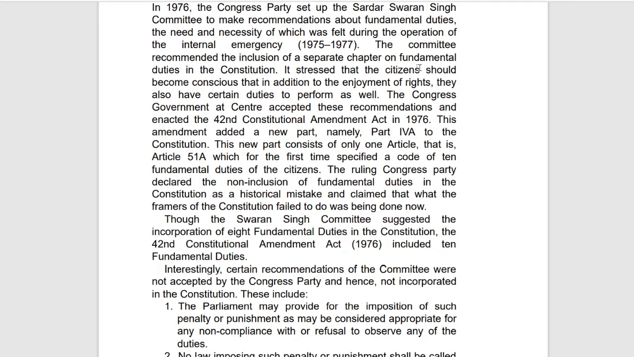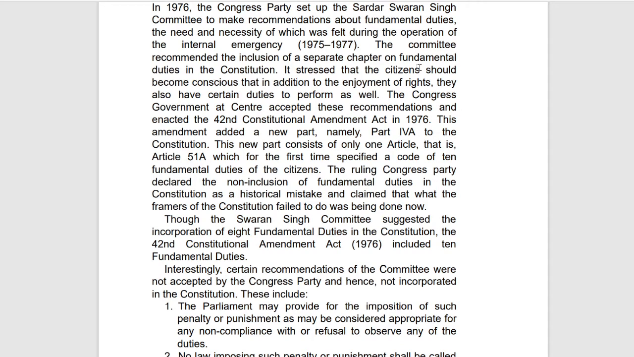The Congress government at the center accepted these recommendations and enacted the 42nd Constitution Amendment Act in 1976. This amendment added a new part, that is Part 4A, to the Constitution. This new part consists of only one article, that is Article 51A, which for the first time specified a code of 10 fundamental duties of citizens.